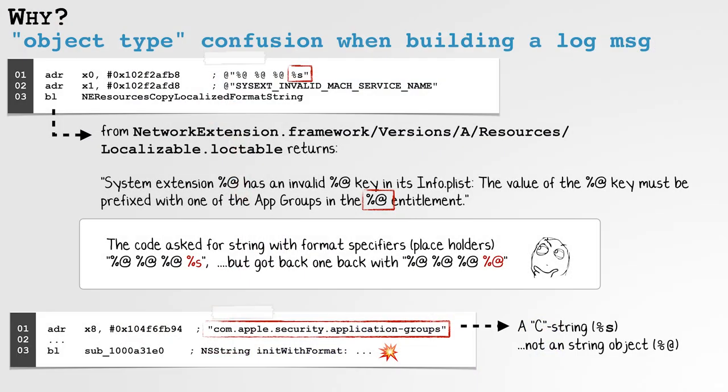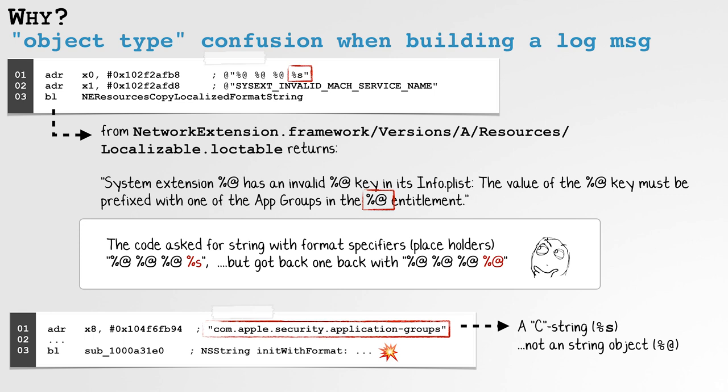So looking at the disassembly and from the stack backtrace, we ultimately figure out the real cause of the bug. So what they're trying to do is print a localized string when an error condition occurs. And so what they do is they first try to look up the localized format string. And if you see how they do it, they pass in a format string and a key. And the format string is %@%@%@%S. In Objective-C, Swift, %@ means an Objective-C object, %S means a C string.